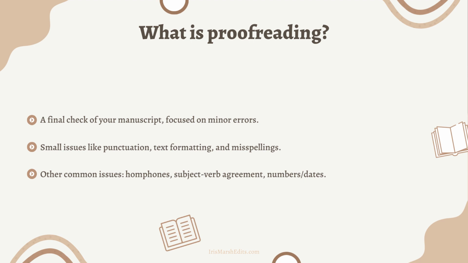These are mostly small issues like punctuation, text formatting, and misspellings, typos. And other common issues are homophones, so words that sound the same but don't mean the same, subject-verb agreement, and numbers and dates consistency. The one difference that proofreading has over copy editing is that it's also more concerned with text formatting, so italics or bold formatting, for instance.